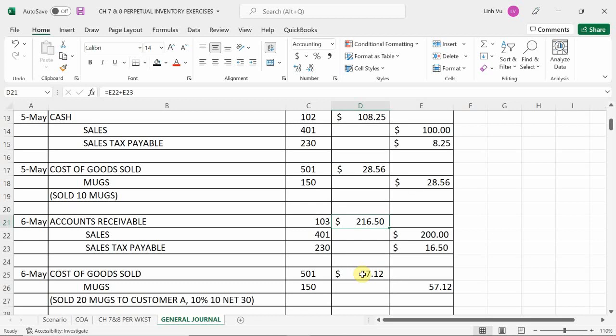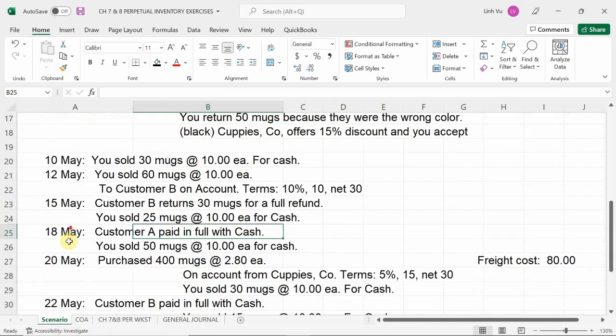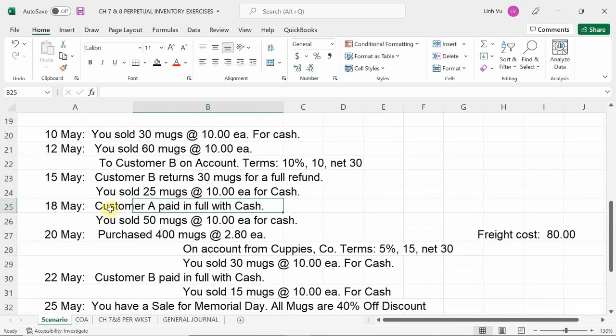Now, in this case, I also gave customer A terms. I said if they can pay me in 10 days, I'll give them a 10% discount. If not, then they have to pay me in full within 30. So in this case, 10 days from May 6th is May 16th. Okay? And today is going to be May 18th. So they just barely missed the discount period. So in this case, they have to pay in full of what they owe me.